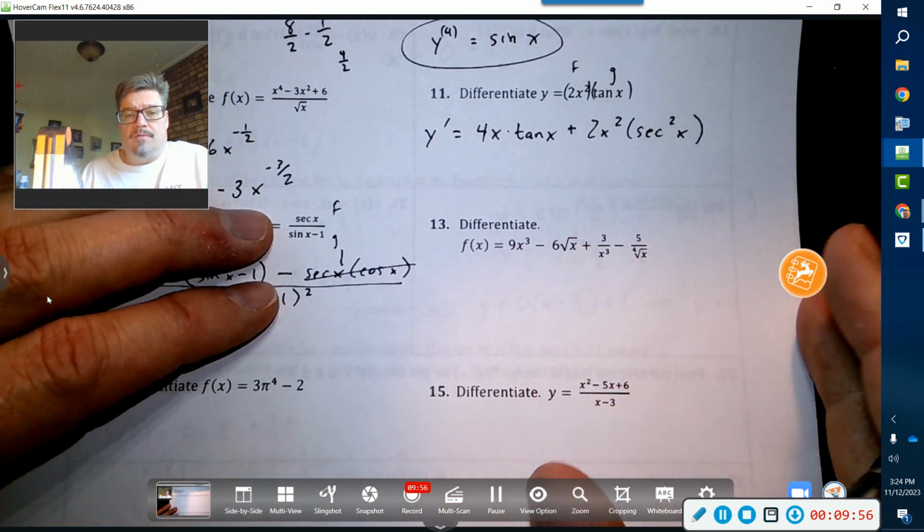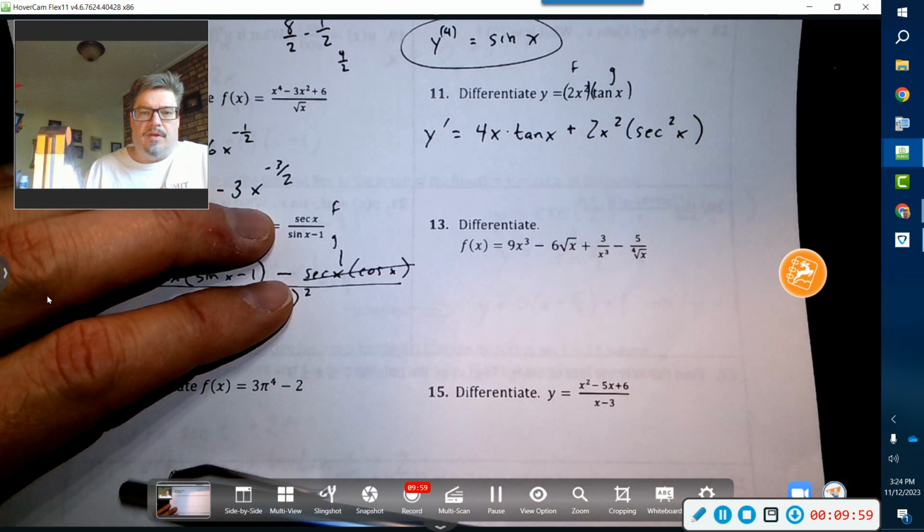Differentiate, we're going to rewrite these guys. I'm at 10 minutes. I'll stop right here and I'll do these in the next one.